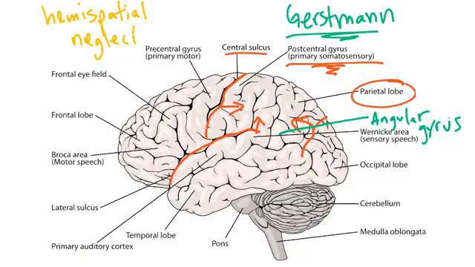Hemispatial neglect. This is a disorder where the patient has a deficit in awareness to one side of space. For example, if the right parietal cortex is damaged, then the patient will be unable to notice things occurring in the left visual field.